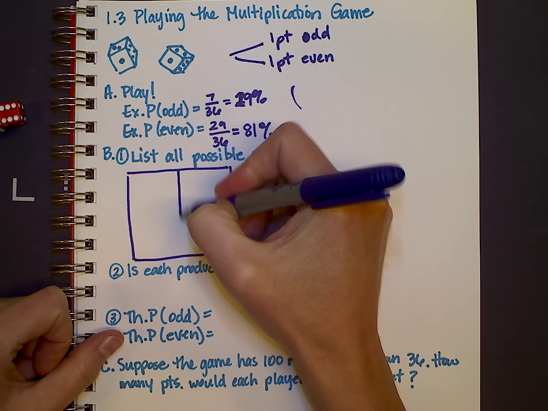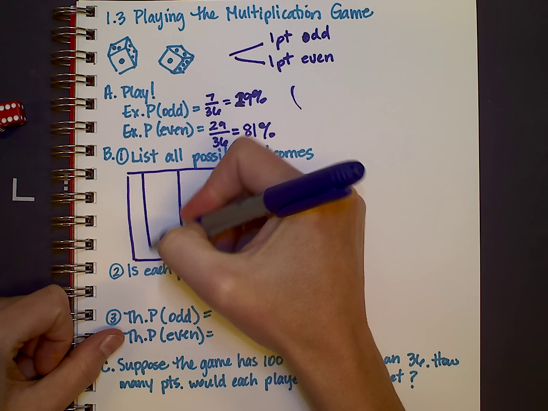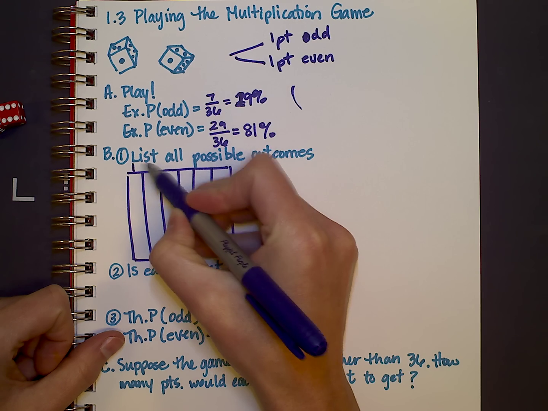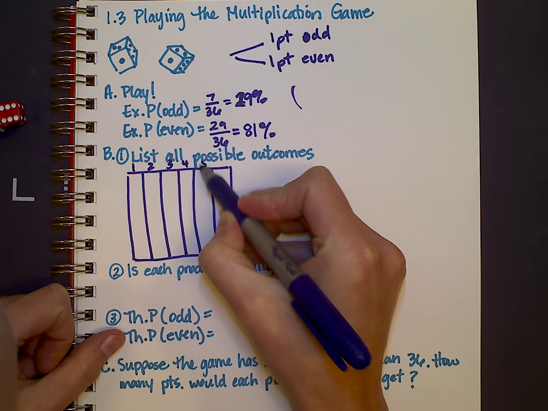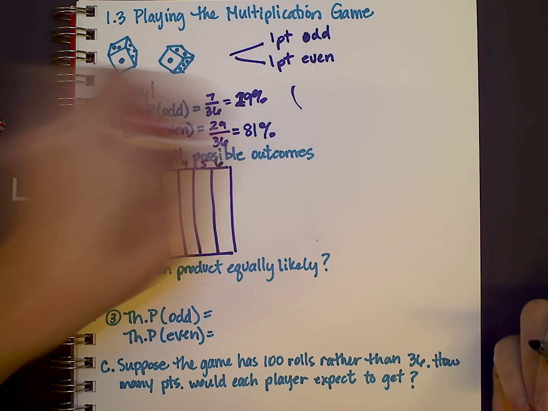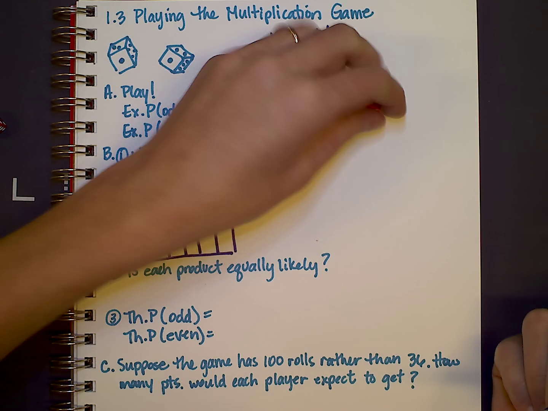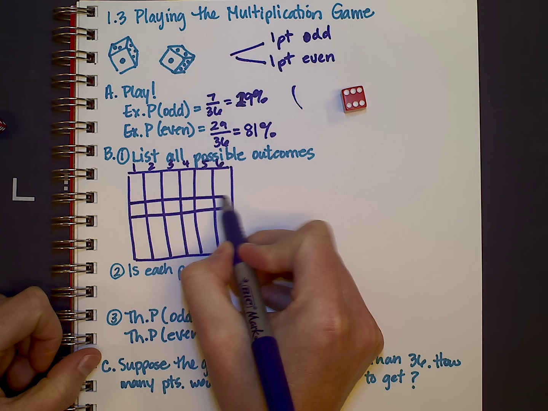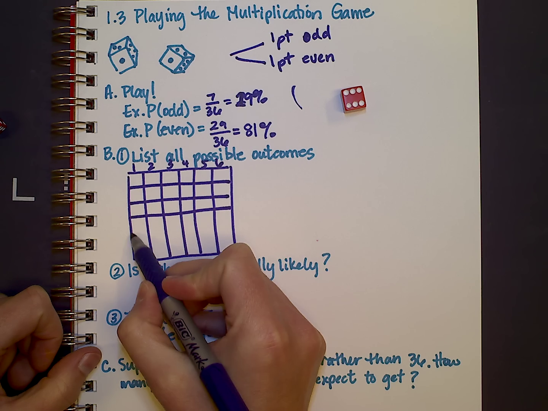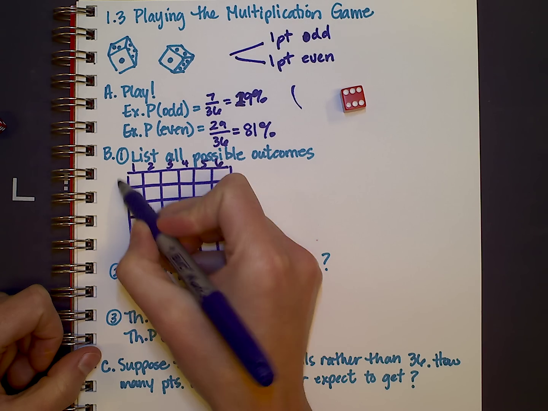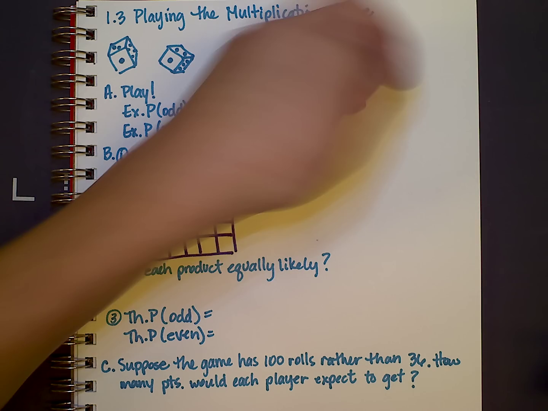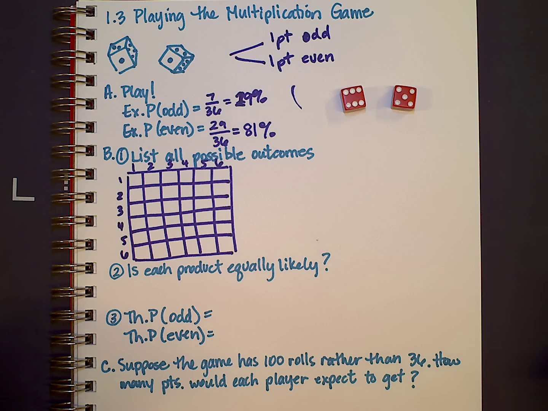So what I'm going to do is divide this area model into 6 parts vertically here to represent the 6 equally likely numbers that I could roll when I roll just 1 number cube. And now I'm going to separate the area model into 6 equally likely parts in this direction to represent the 6 equally likely numbers that would result if I roll the second die.